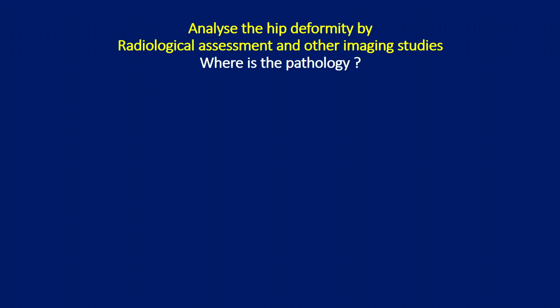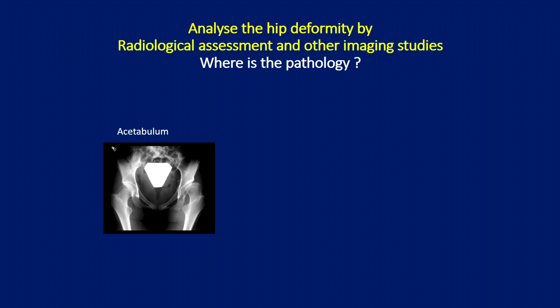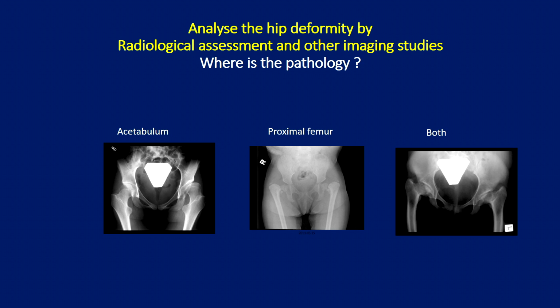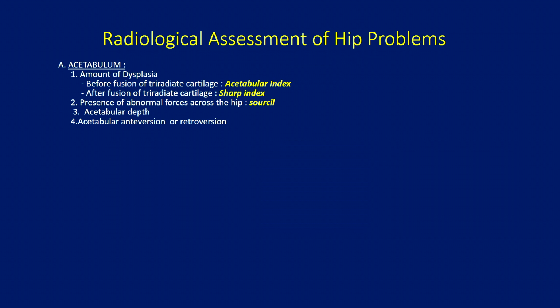For the radiological assessment of a hip, have a systematic approach: where is the pathology? Is it in the acetabulum? Is it in the proximal femur? Or is it in both? It's very simple. However, that's the way we teach our residents. And essentially, you go where the money is. It doesn't make any sense if you have an acetabular dysplasia to treat it with a proximal femoral osteotomy. I'm talking basic things. There are instances where it changes. Nothing is black and white. But in general, you address where the money is.